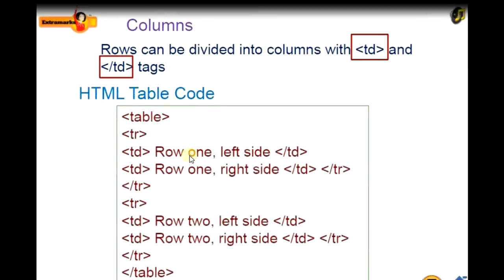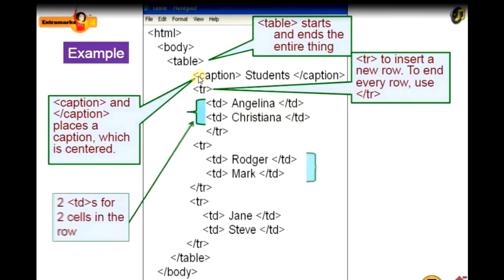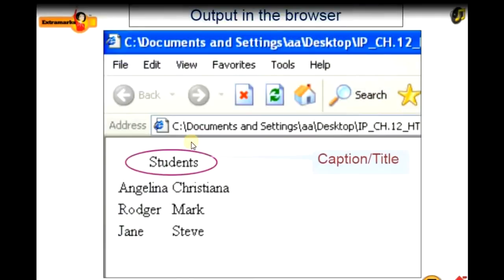Now look at the coding. Table, tr, td means a row, the first row having two columns. Look here, and these are row 1, row 2. You can see easily how we are defining the data in this coding.